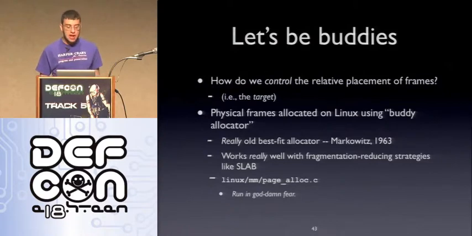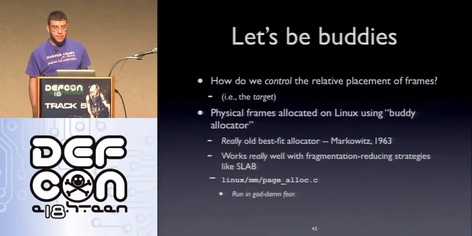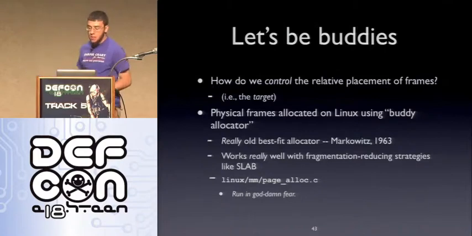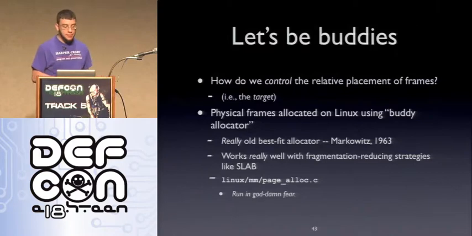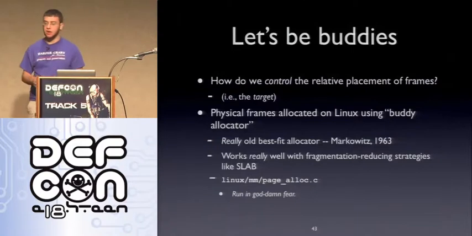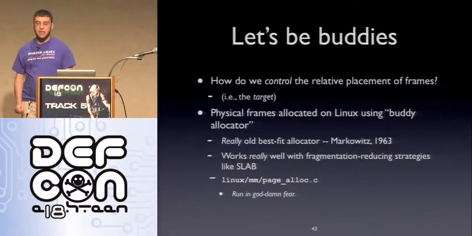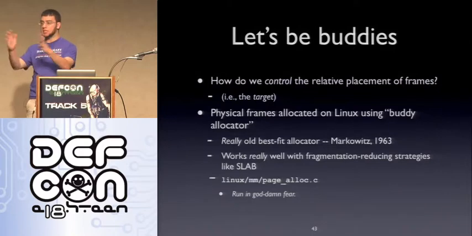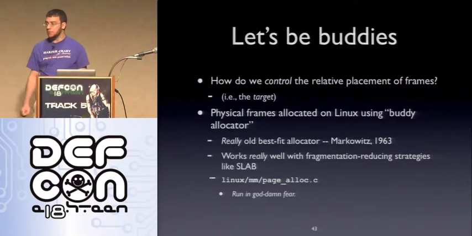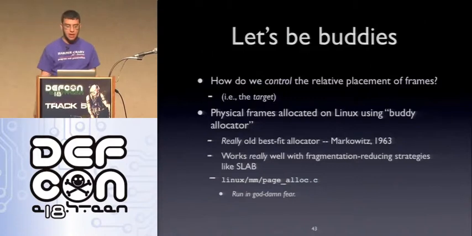Heap sprays are hard now, so let's talk a little bit about how memory gets allocated. I promised you earlier that I was going to talk about this. Physical frames are allocated using this concept called the buddy allocator, okay? It's called that because it pairs up frames, and it pairs up groups of frames, and it calls them buddies and merges them.